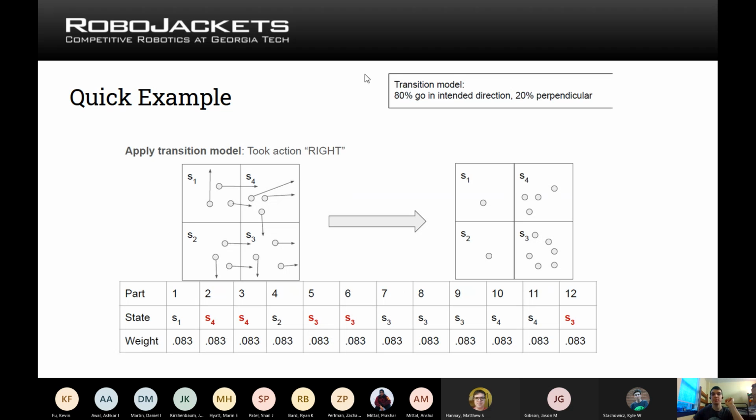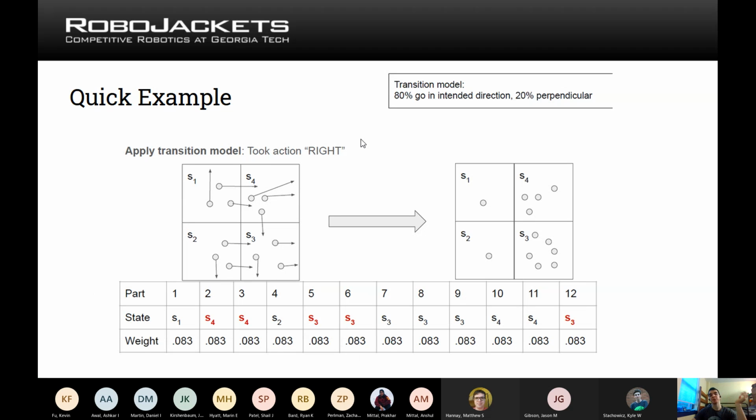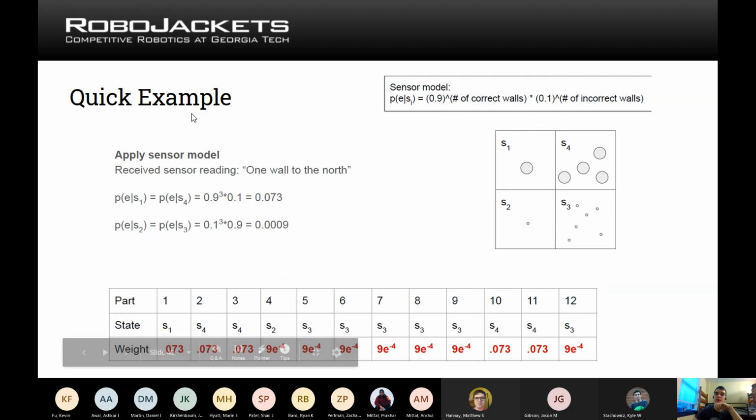Then we have some transition model. In this case, there's an 80% chance that it'll go in the right direction, and a 20% chance that it'll go perpendicular to the correct direction. Say we took an action right, so we said move right. Sometimes you'll see that even though we told it to move right, some of them moved up or down. Essentially we get a new distribution of particles, and they're all still equal weights though. So this is that first step, or second step, I guess, in the slides.